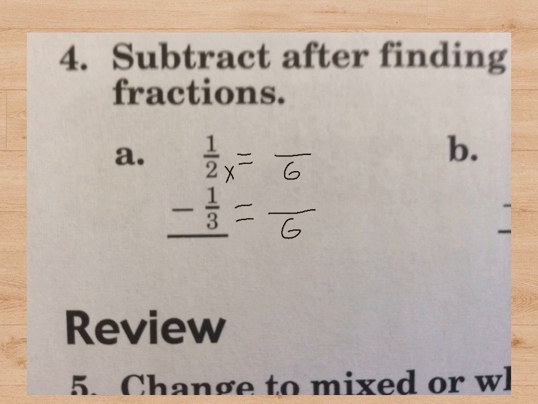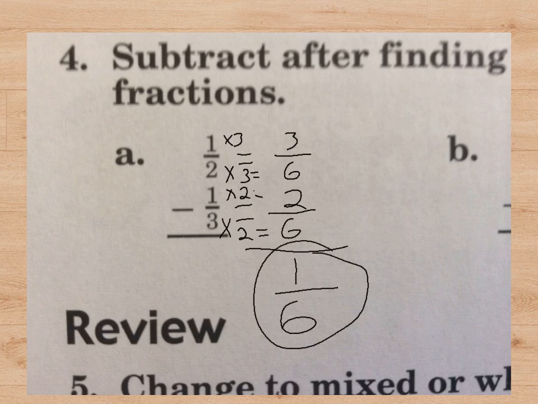2 times what equals 6? 2 times 3 equals 6. So if we do a times 3 there, we need to do a times 3 on top. And 1 times 3 is 3. 3 times what equals 6? 3 times 2 equals 6. So if we do a times 2 there, we need to do a times 2 on top. 1 times 2 is 2. And now we're able to subtract. 3 minus 2 is 1/6. Our answer can't be reduced, so we are done with 1/6.